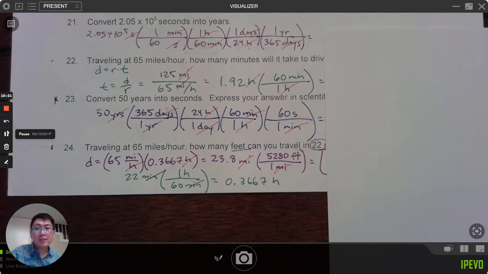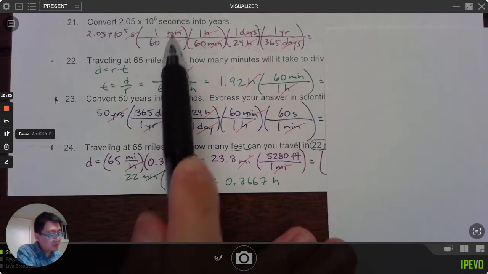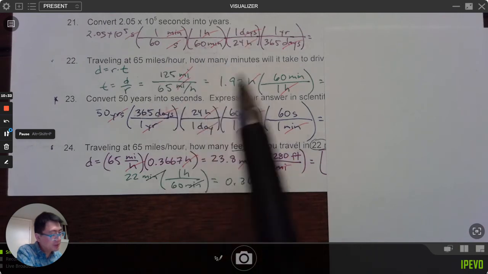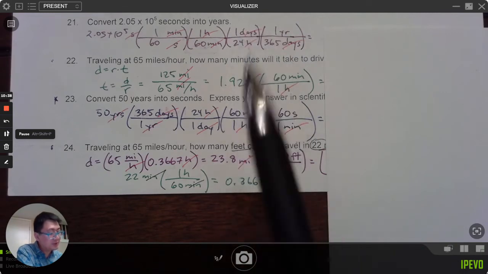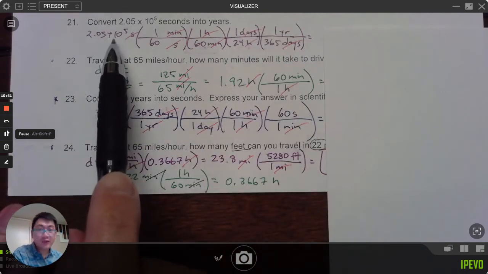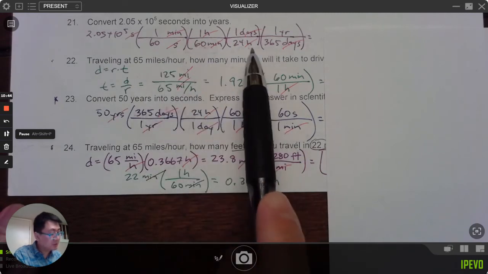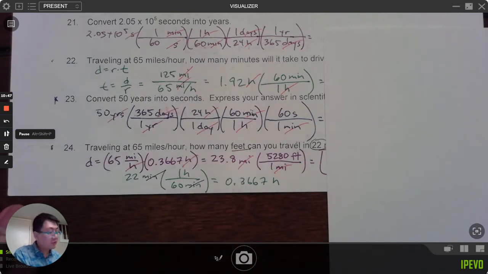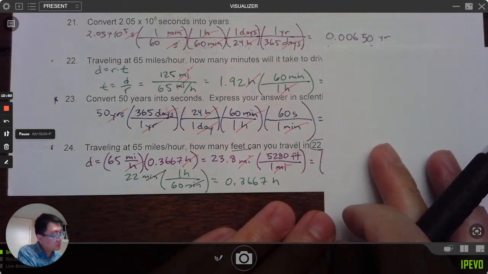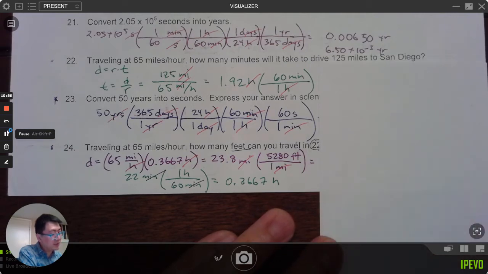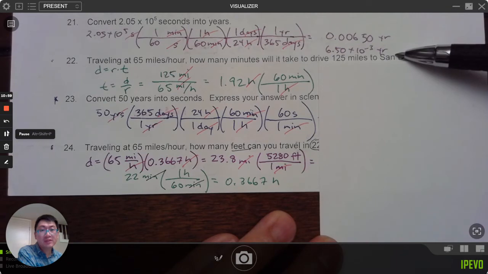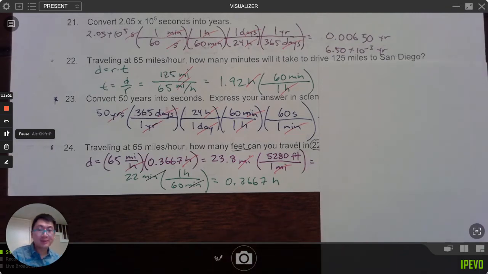Next four problems. 21. Convert 2.05 times 10 to the 5th seconds into years. Okay, change seconds to minutes, minutes to hours, hours to days, days to years. 60 seconds in a minute, 60 minutes in an hour, 24 hours a day, 365 days in a year. So it's really 2.05 times 10 to the 5th divided by 60, divided by 60, divided by 24, divided by 365. From that, I got 0.00650 years. You can write it in scientific notation, or you can just leave it as is. They are the same thing. 6.50 times 10 to the minus 3 years is the same thing.